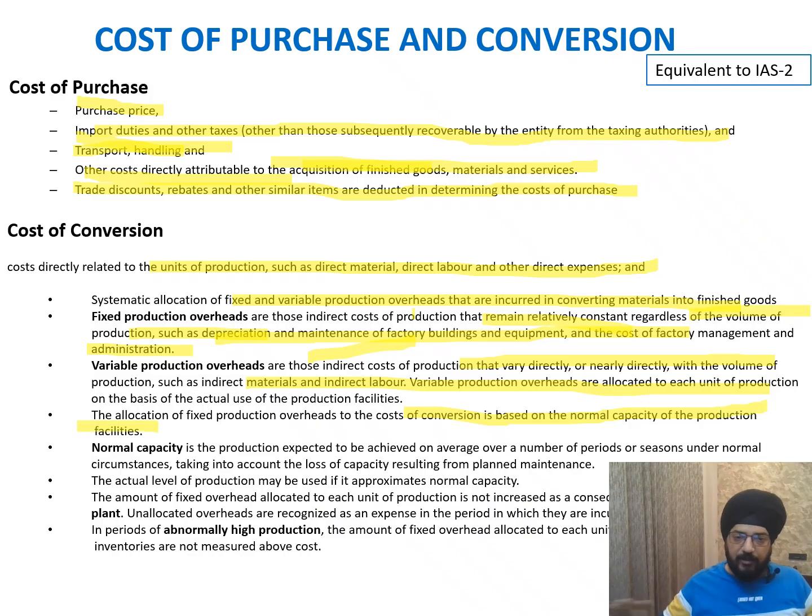See, what we have typically understood here is that my cost of conversion includes my direct labor, direct material, and direct expenses. Over and above, all the costs in the form of overhead will be absorbed to the inventory. This is the rationale and the allocation percentage that has been agreed with the management, and that allocation principle needs to be explicitly shown in my disclosures as well. Secondly, the overhead absorption should be based upon the normal capacity of production. Normal capacity of production is what is expected to be achieved on average over a number of periods or seasons under normal circumstances, taking into account the loss of capacity resulting from plant maintenance.